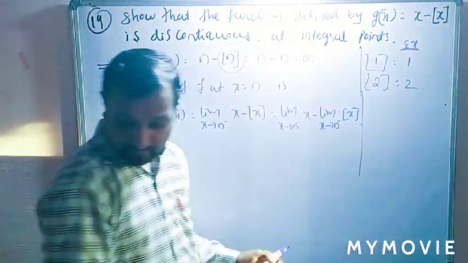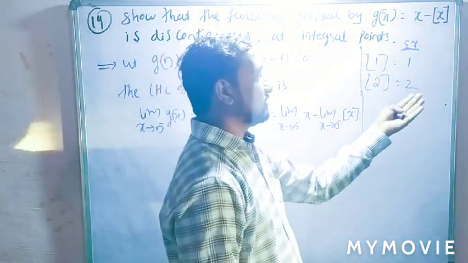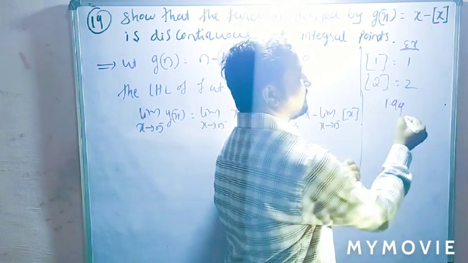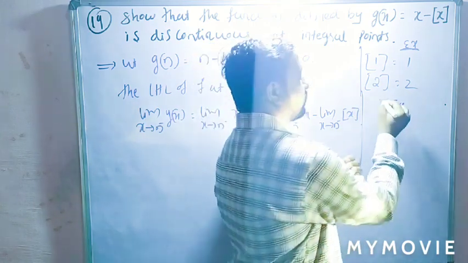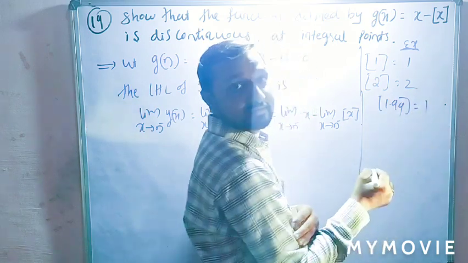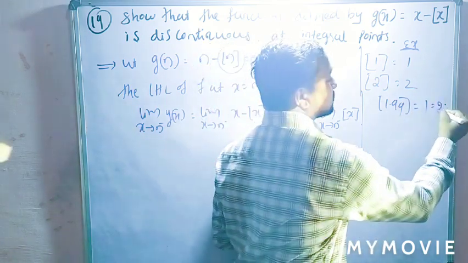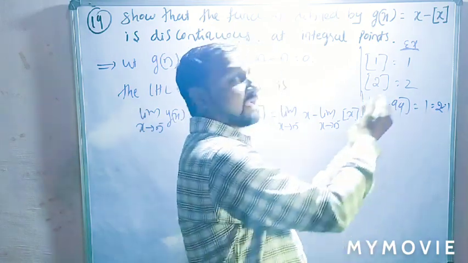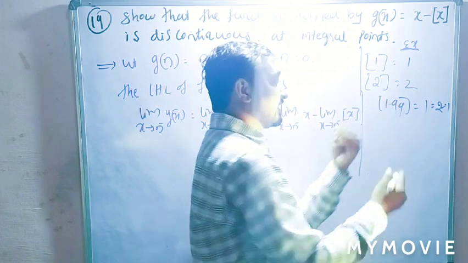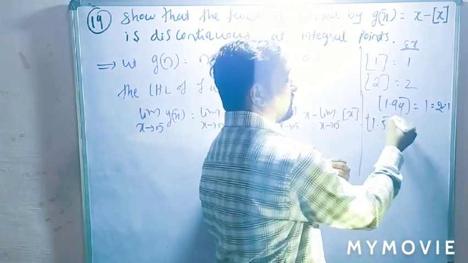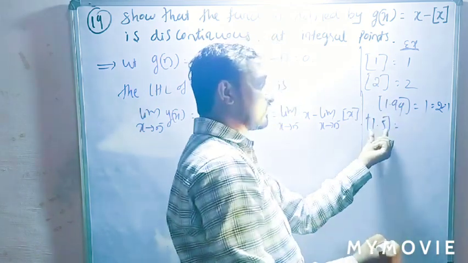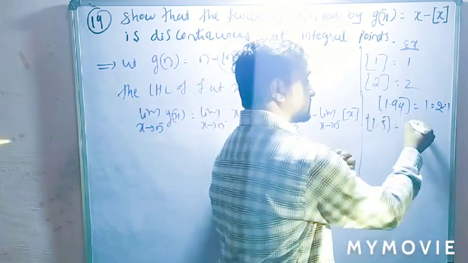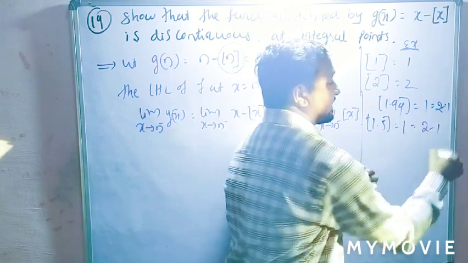I can take the left hand limit. Below 2 is 1.999. 1.99 is nothing but 1, which we can write as 2 minus 1. Is it okay? So again take LHL. I can take a value less than 2, like 1.99 or 1.5. The greatest integer of 1.5 is again 1, since we already know the value of x is less than or equal to 1. So that is also 1, which is 2 minus 1.